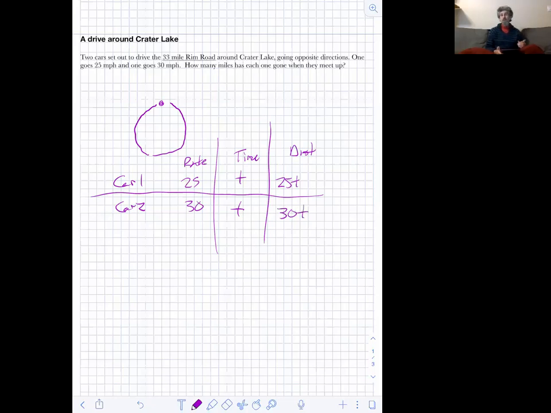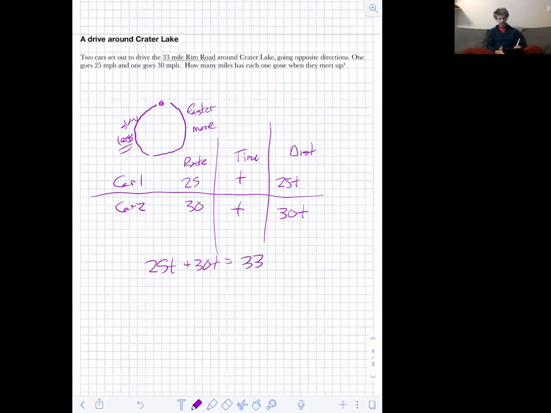But in this case, our equation is not going to come from the distances being the same, because they're not. Remember, this slower car is going to go less distance, and this faster car will go more distance. So what really is true is that the distances have to add up to the 33 miles around the rim. So we write 25t, which is the first distance, even though it's got a t in it, it's a distance, plus 30t has to add up to 33. And now we solve it.